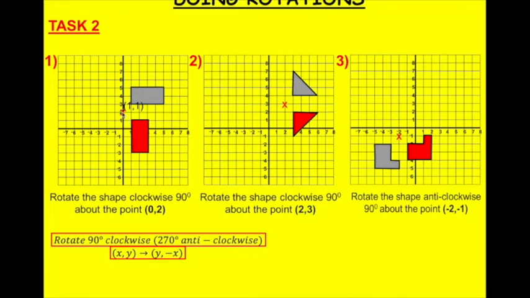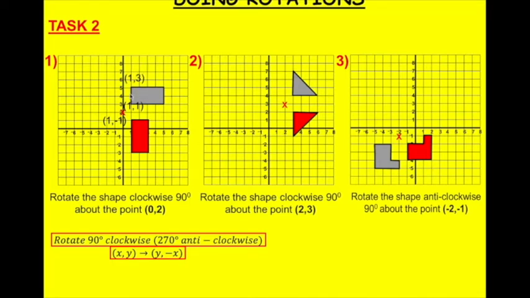Again, I move from the center of rotation 1 unit to the right and 1 unit up. Then, based on this rule here, point (1, 1) becomes (1, -1). So that is the new point on the image. Let's take a look at another point.